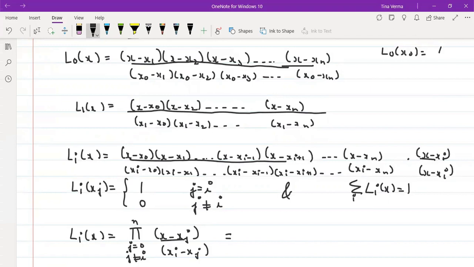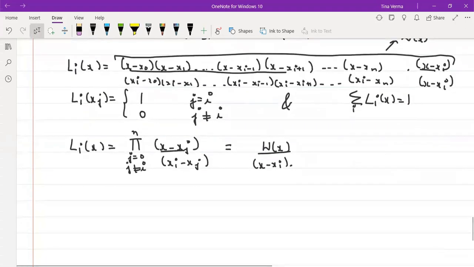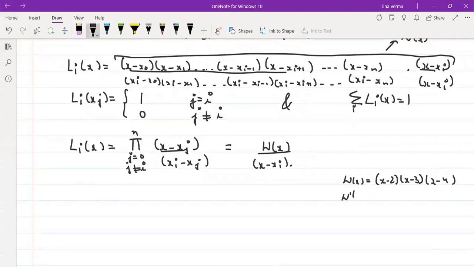No. So I am naming this expression w of x, just to write it in the simpler form. Because you have a quiz, you should know all the forms. So this is my w of x, and here I am writing x minus xi. Now if you have terms like x minus 2, x minus 3, x minus 4, and suppose this is my w(x), what will be its derivative? What will be the derivative w dash at 2? What will you do? You will apply the product rule.